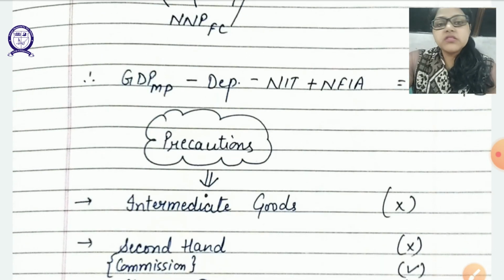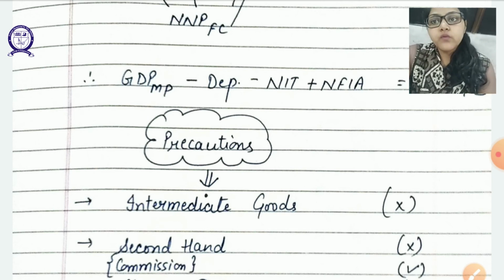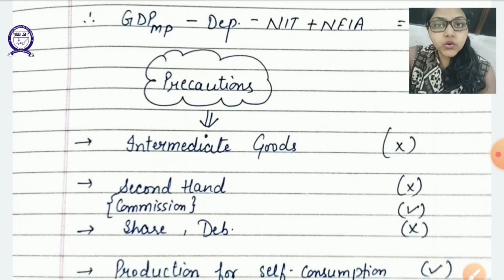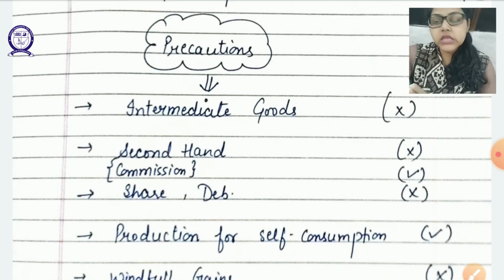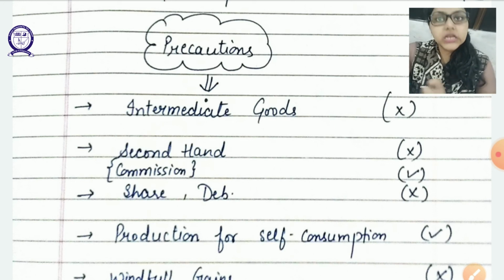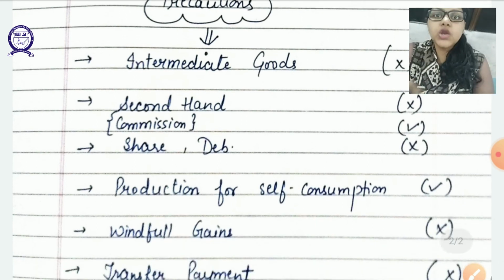Now this formula is complete. This method is also completed. But there are some precautions which apply in this method as well as in your value added method. First precaution: we don't use intermediate goods in this method also. We never use intermediate goods in national income. Next one is second hand products. If you are selling or purchasing second hand products, you are making some expenditure out of your income, but that will not be included in national income because of the double counting problem. But commission earned will be included.